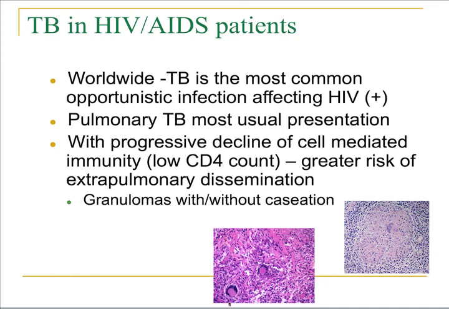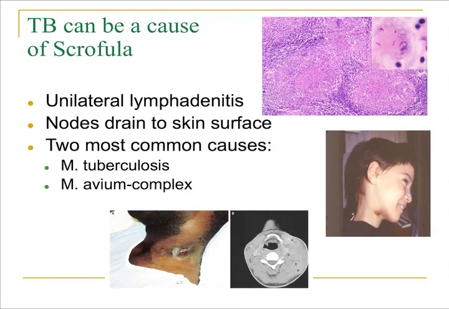On the next slide is TB as the cause of scrofula. Of course, this can be unilateral lymphadenitis. The nodes will actually drain to the skin surface as shown in the photographs. TB is a cause of scrofula, as can be Mycobacterium avium complex.